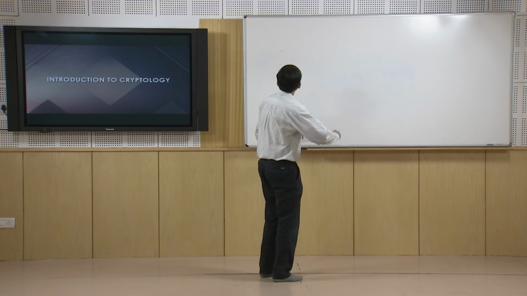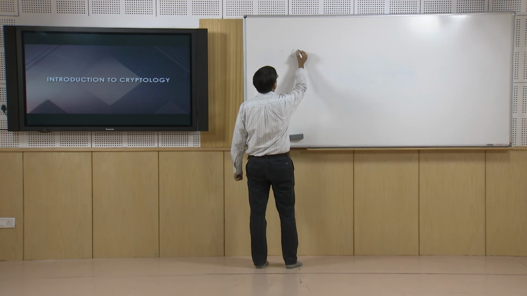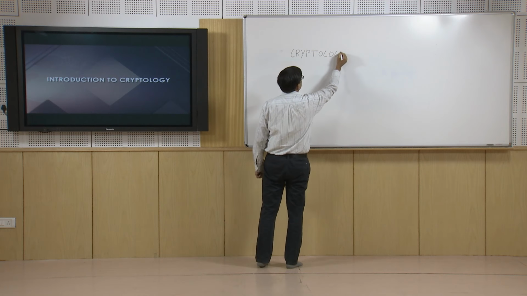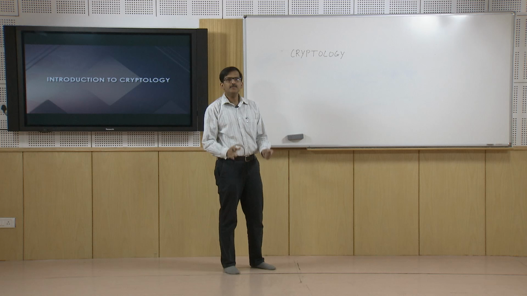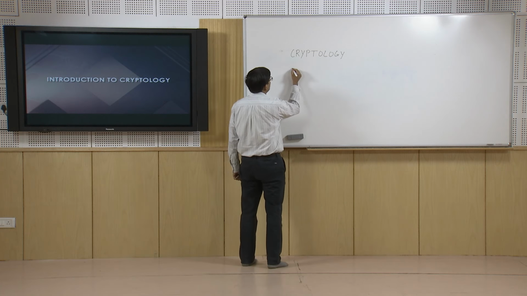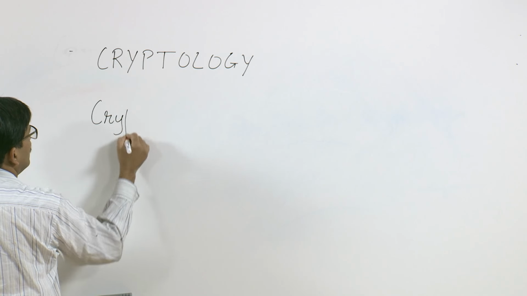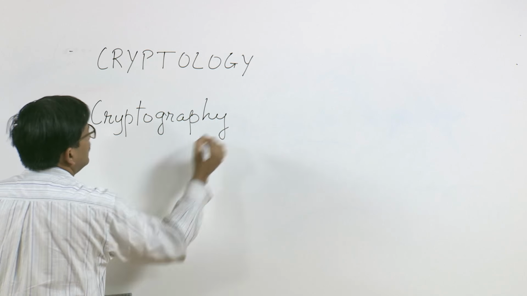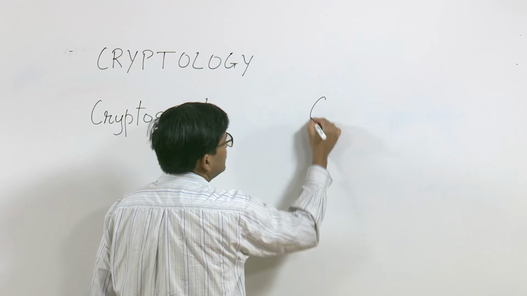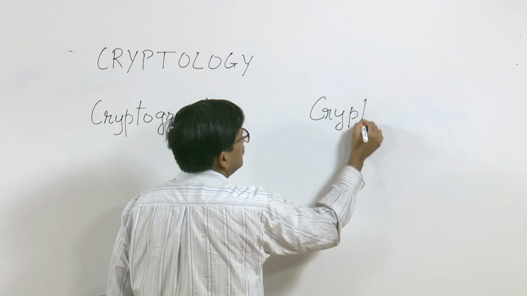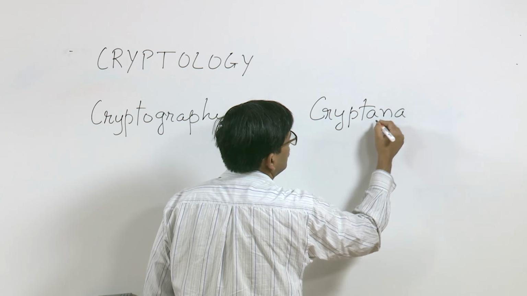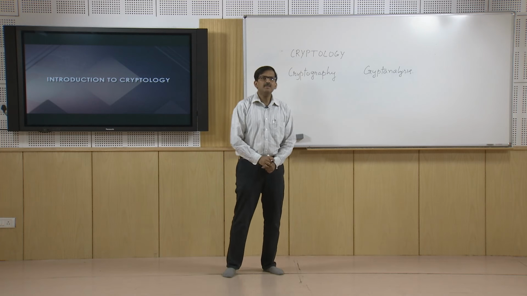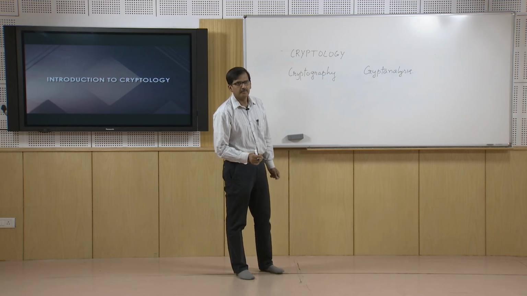Our course is on cryptology. Cryptology has two parts. One part is called cryptography, and the other part is cryptanalysis. Cryptography enables two people to communicate securely.